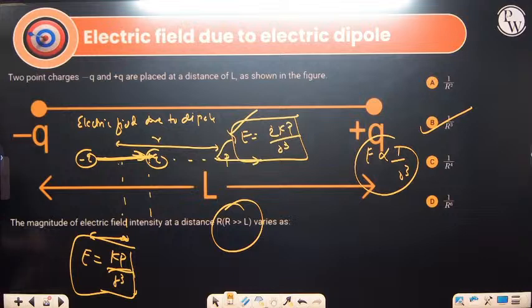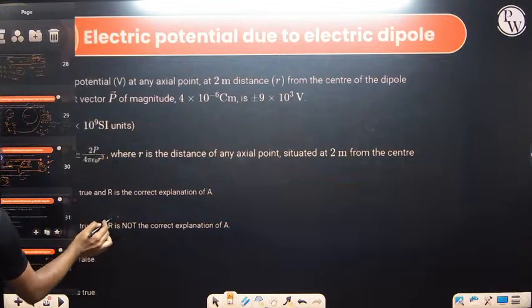Electric potential, they are asking, no? Electric field they are asking. Next we have electric potential.